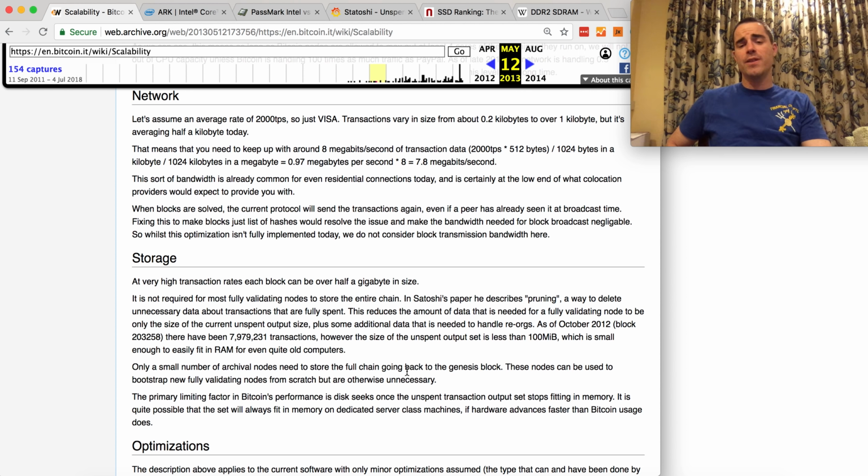So it says the primary limiting factor in Bitcoin's performance is disk seeks once the unspent transaction output set stops fitting in memory. It is quite possible that the set will always fit in memory on dedicated server class machines if hardware advances faster than Bitcoin usage does.